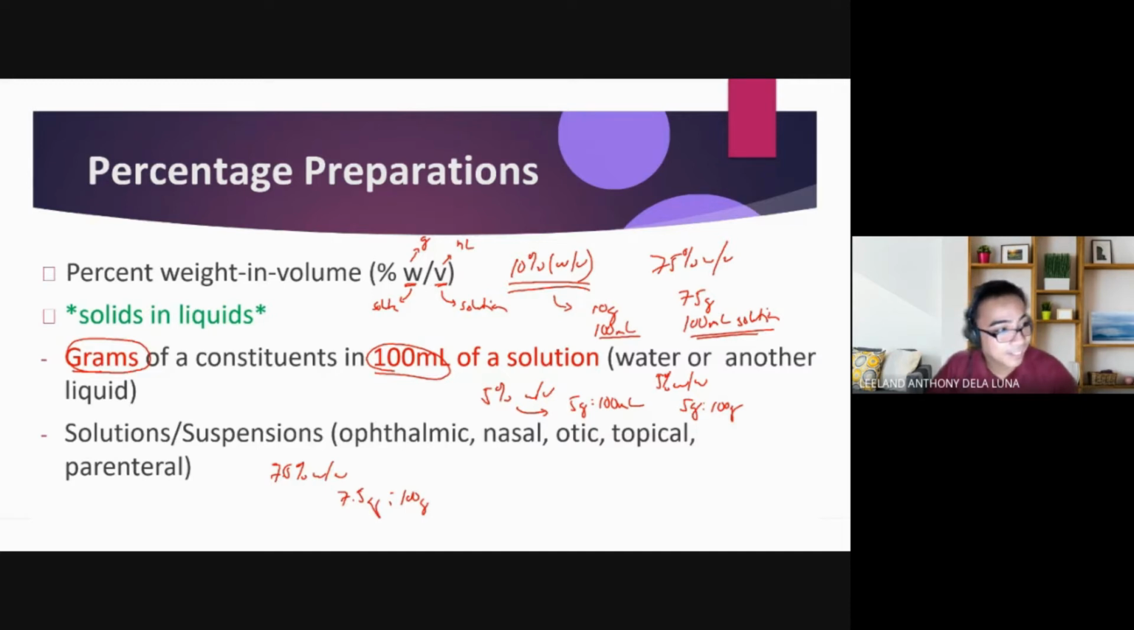Are we clear? Are we good? Okay. So pag sinabi ko halimbawa, okay na yun. Basta nagets na yun, right? So solid in liquid, pag weight per volume. Plus, importanteng alam nyo ito kasi mamaya mag-ratio and proportion tayo. Okay, using these kinds of percentage.